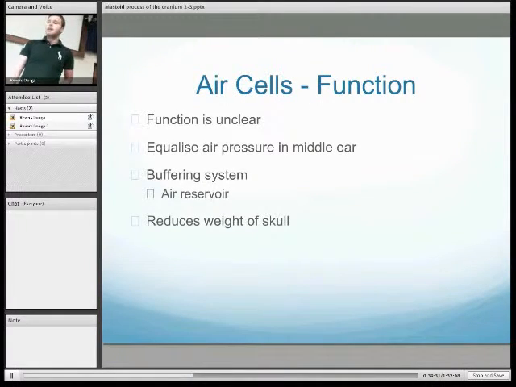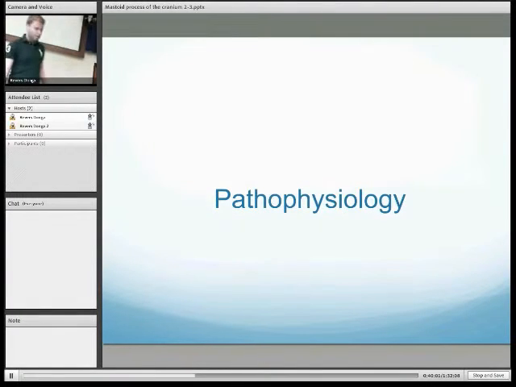So the function of these air cells is, in the literature, a bit unclear, they're not quite sure, but it's mostly agreed that they equalise air pressure in the middle ear, and they also act as a buffering system or an air reservoir. And what is relevant is that when there's a eustachian tube blockage, there's a buffering system of air for the middle ear. They also reduce the weight of the skull, but we're not quite sure whether that's the primary reason or not. Now Zoe's going to talk about the pathophysiology.